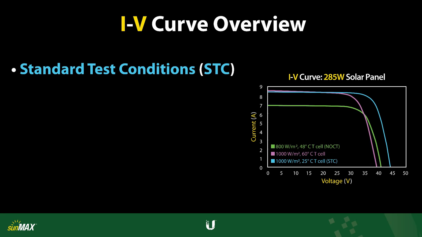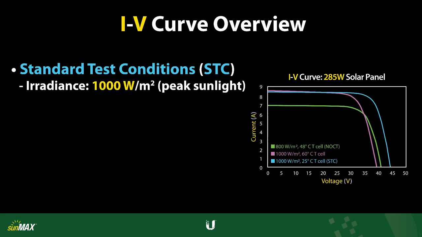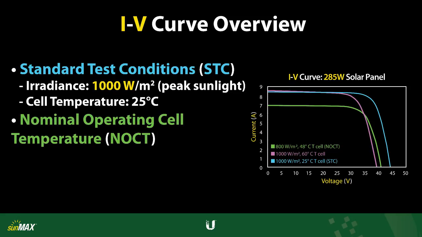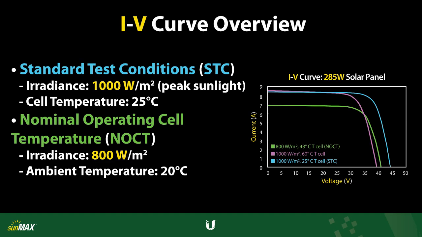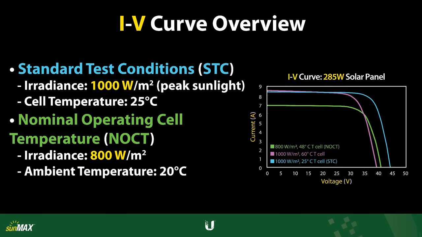Under standard test conditions, a module is subject to an irradiance measurement of 1,000 watts per square meter. That is to say, peak sunlight at sea level, as well as a cell temperature measurement of 25 degrees Celsius, or 77 degrees Fahrenheit. The green curve represents nominal operation or operating cell temperature, or NOCT for short. Under NOCT, a module is subject to a slightly lower irradiance measurement of 800 watts per square meter, just under peak sun level, as well as an ambient temperature reading of 20 degrees Celsius or 68 degrees Fahrenheit.